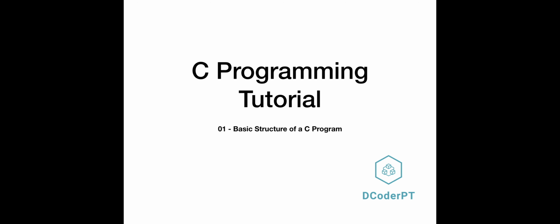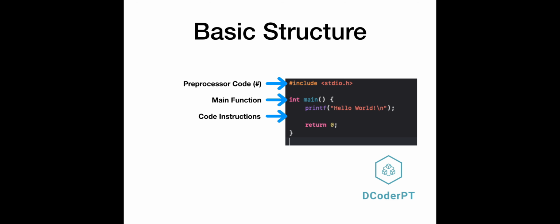Welcome to another video of the C programming tutorial. Today we will cover the basic structure of a C program. A C program follows the structure here on the picture, where every single line of code that starts with a hash and is before the main method is called preprocessor code. In this case, we are including a C library, which is stdio, which is used to print messages to the screen.